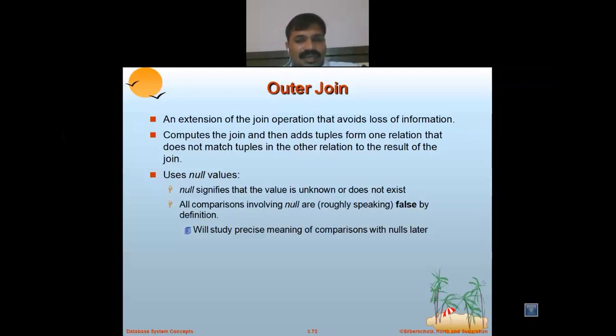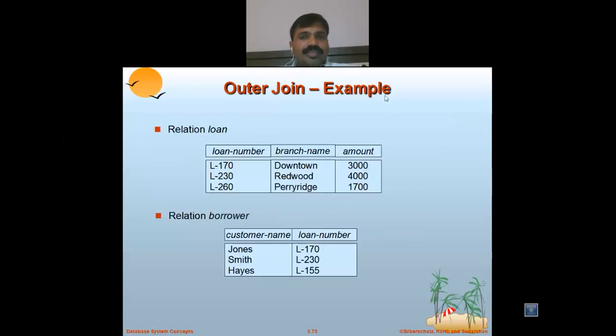Comparisons with null values are, roughly speaking, false by definition. We will study comparison with nulls later. So in this case, just an example of a relation.